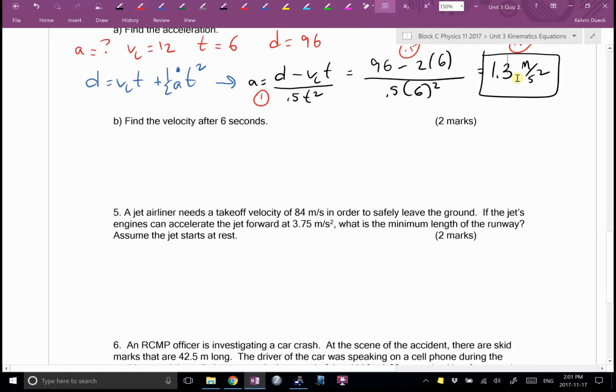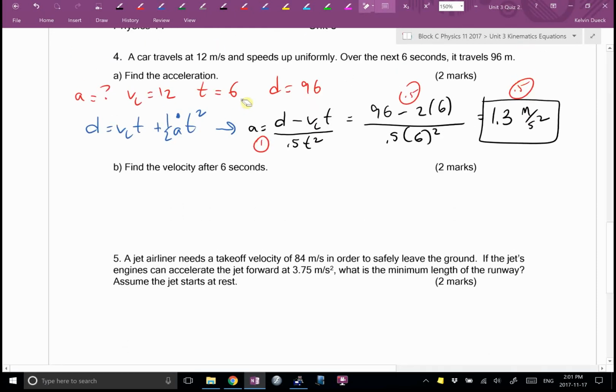Oliver, what's B want me to find? That sounds like a final velocity, right? Because it says after. That's my hint that it's final. The time has changed. Or has it? No. After 6 seconds. I'm not going to relist everything. It's the same situation as A. I'm just going to put VF equals question mark. I think I can find VF.